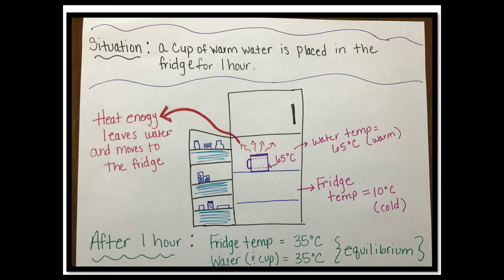And I want you to notice in my drawing, in my cup of warm coffee, I drew arrows moving out of the warm cup of coffee or warm cup of water to indicate that heat energy does move from the warmer object to the cooler object, cooler being my refrigerator. That increased the temperature in the refrigerator because it gained heat. And because my cup of water or cup of coffee lost heat energy, that temperature decreased, and this continues to happen until equilibrium is met.